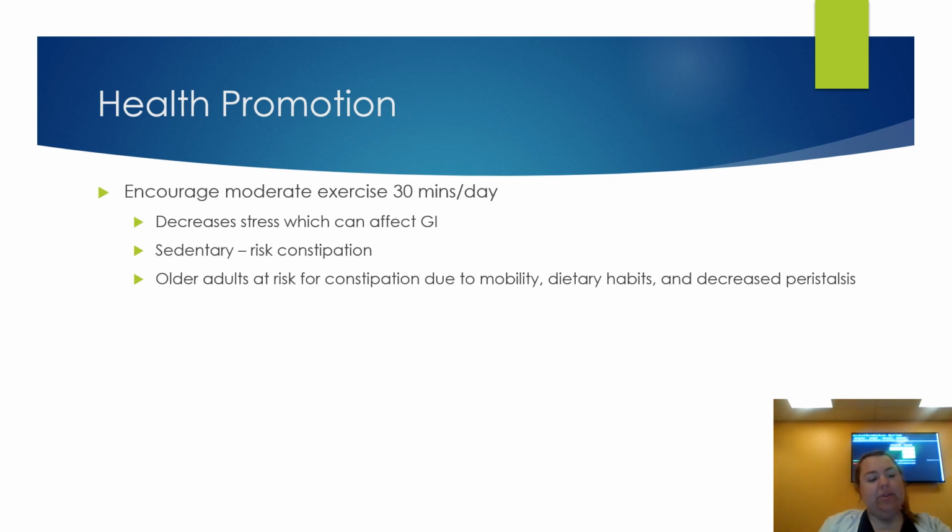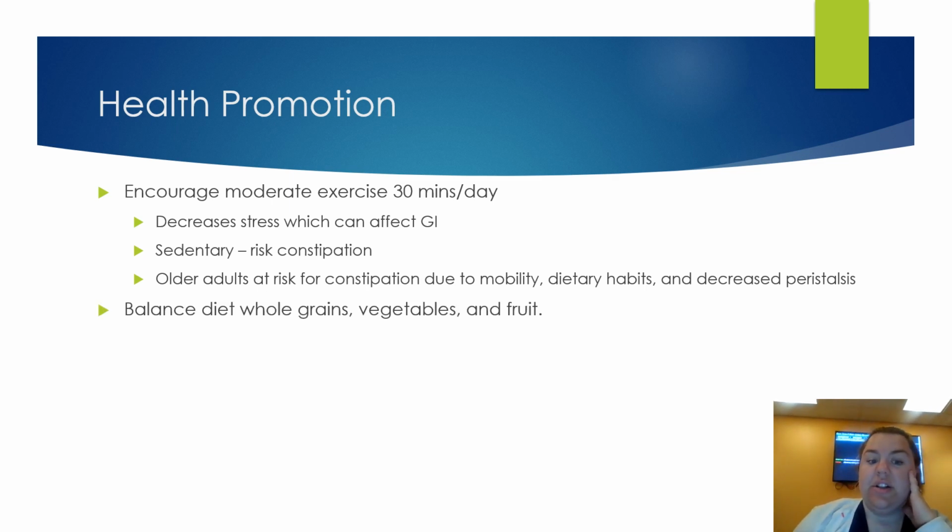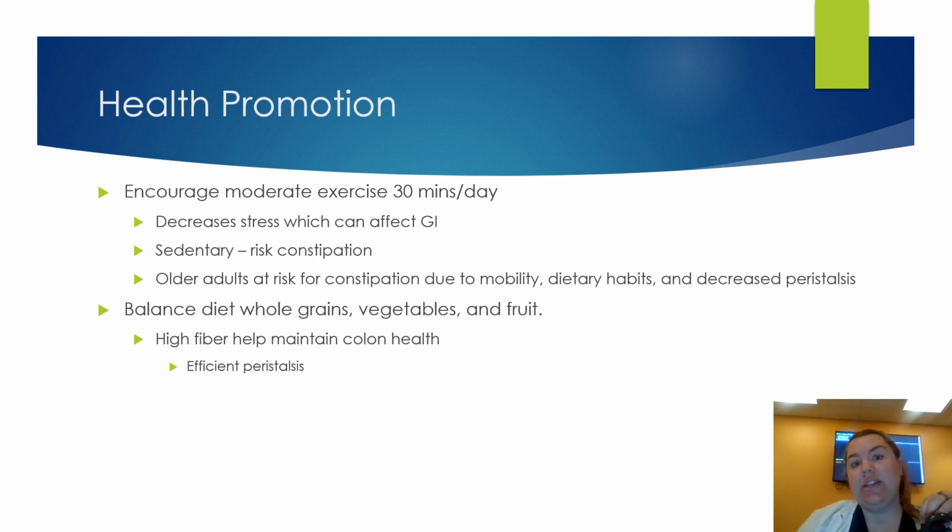So older adults, as we know, they're at risk for constipation because of the lack of mobility, their dietary habits, their decreased peristalsis. They should have a balanced diet with whole grains, vegetables, fruits, high fiber to help maintain the colon. They should have about 30 grams a day. So if they're able to have a high fiber, it should increase their peristalsis. It protects from colon cancers.